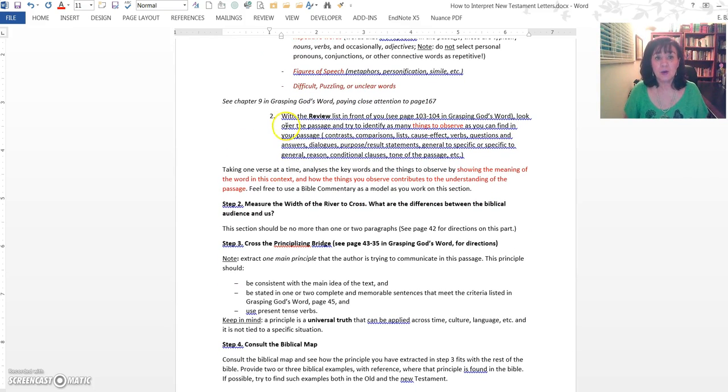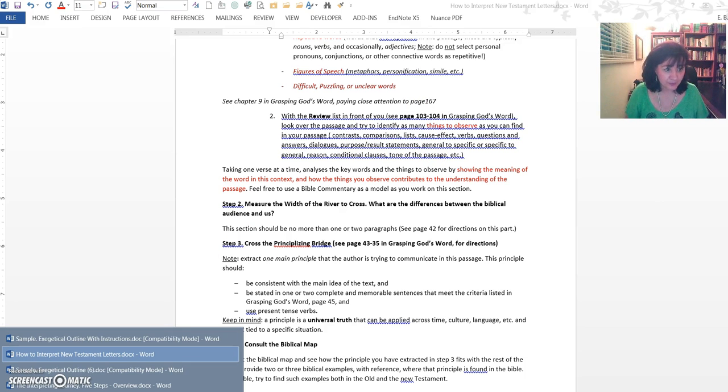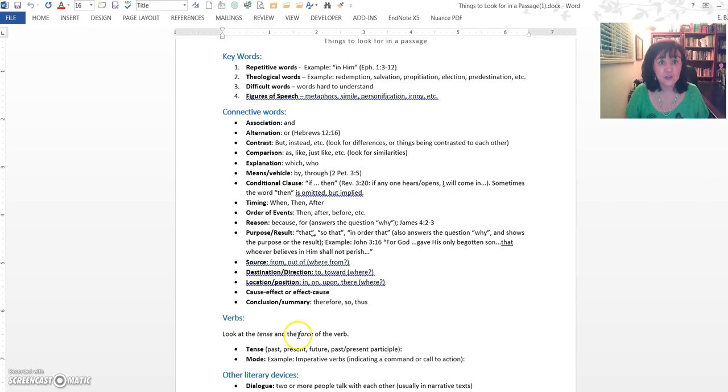Then you go and look at the review on page 103, 104, and also you have a list that I gave you. Let's see what it is. I think this one. This is attached to your announcement in session 2, things to look for in the passage. You may want to make a printout and use this as a checklist.